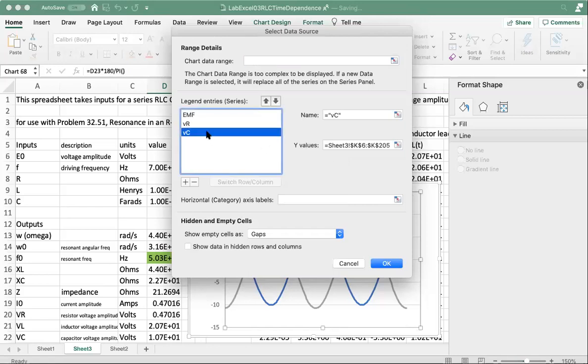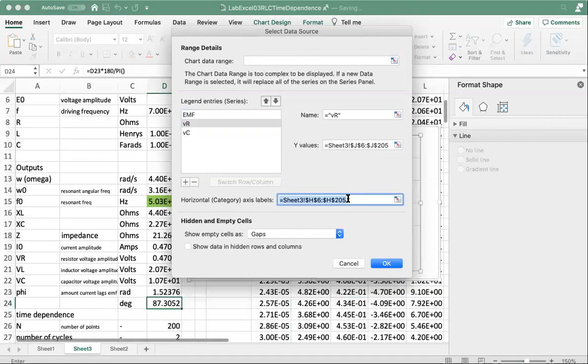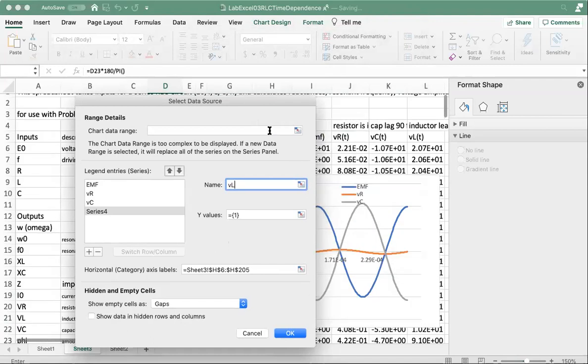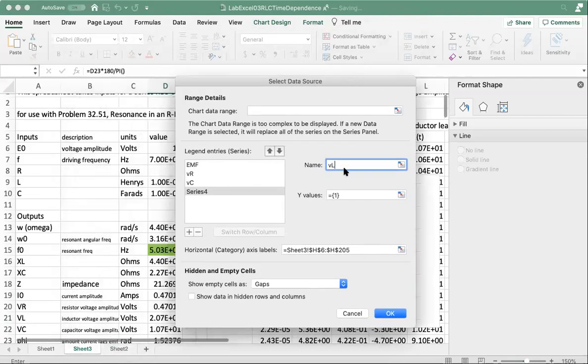So let's see, VC. What I'm going to do is take the X data from VR, because it's the same X data, and just paste it into the VC. And I'll make another guy here, and I'll use that same X data there. And I'll call this VL. Did I get the C and L mixed up? No, I did C first, then L.